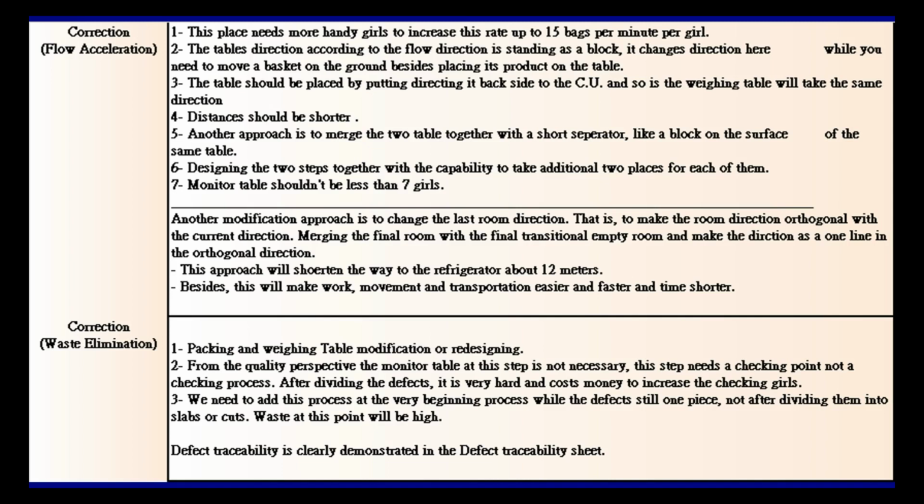Correction, waste elimination. 1. Packing and weighing table modification or redesigning. 2. From the quality perspective, the monitor table at this step is not necessary. This step needs a checking point, not a checking process. After dividing the defects, it is very hard and costs money to increase the checking girls. 3. We need to add this process at the very beginning while the defects are still one piece, not after dividing them into slabs or cuts. Waste at this point will be high. Defect traceability is clearly demonstrated in the defect traceability sheet.